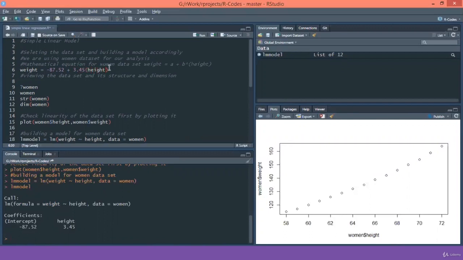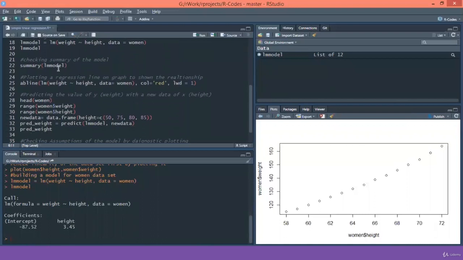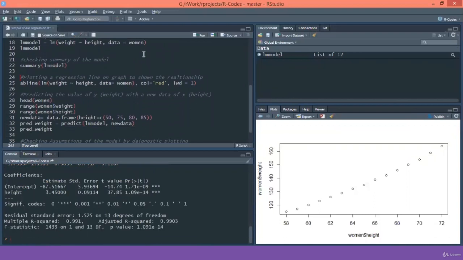So what it interprets is, the slope tells us there will be 3.45 times effect of height when we predict the value of weight, and the intercept shows how much is the value of the dependent variable when the independent variable is at zero level. So if there is no height, there will be no weight. Next, let's check the summary of the model in order to check its significance.